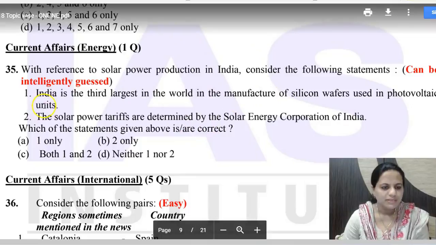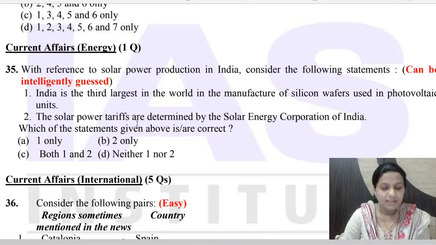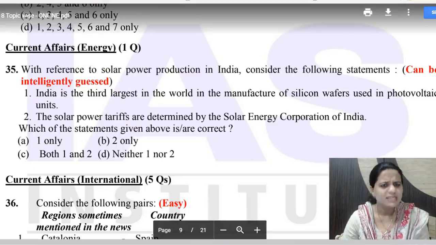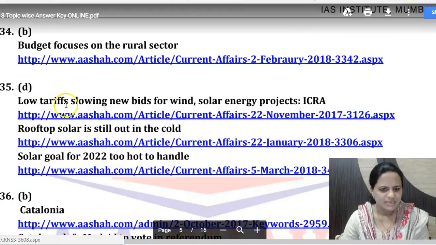And next is, solar power tariffs are determined by Solar Energy Corporation of India Limited. And it has quite often been in news that tariffs are becoming competitive. There is bidding done for solar power tariffs. So when there is bidding done, tariffs are not determined; they are set through bidding. So here again, the second statement is incorrect. This has quite often been in news. So for question 35 too, the correct answer is D. And this has been in news quite often, and we have covered it.